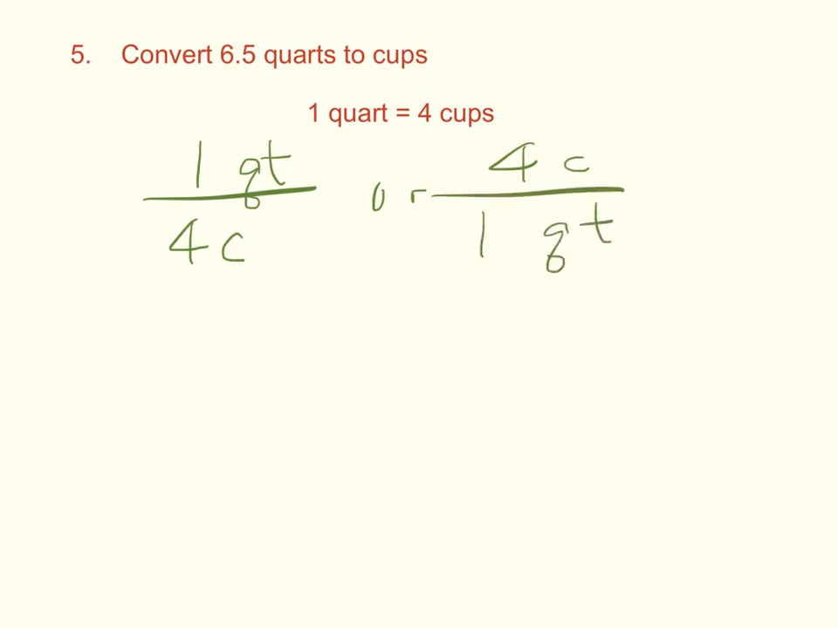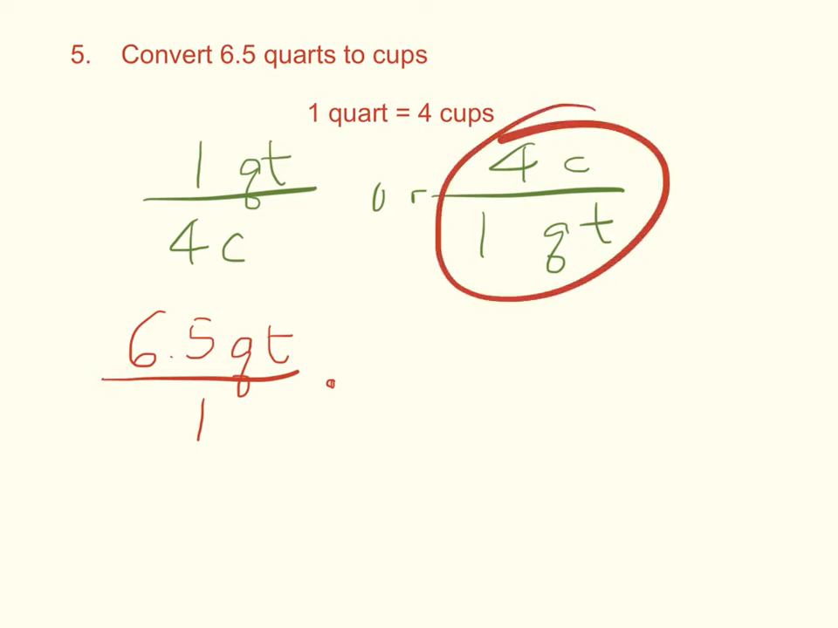So convert 6.5 quarts. I write 6.5 quarts over 1 as a fraction, and then I need to pick one of the 2 factors to use. It looks like we are going to use the second one again: 4 cups over 1 quart.